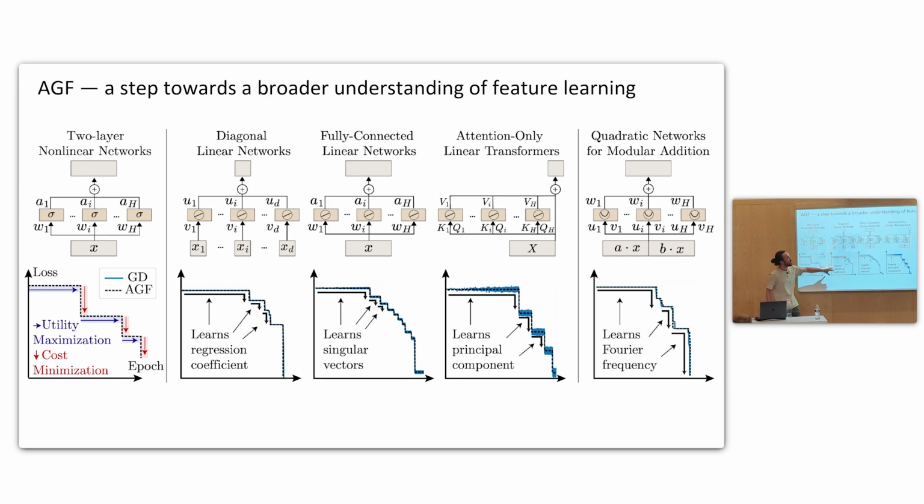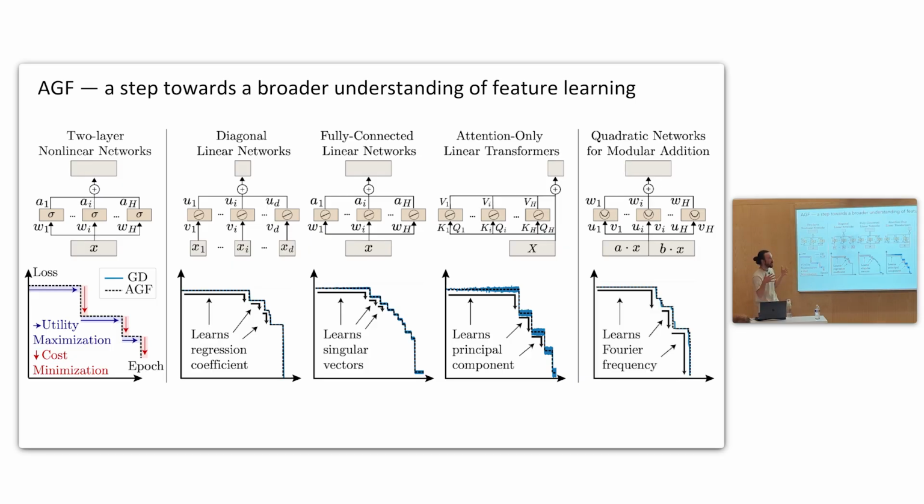We then show how we could use that ansatz, AGF, to unify a bunch of existing analysis in linear networks: diagonal linear networks, fully connected linear networks, attention-only linear transformers. These are 3 different settings where prior works have studied this saddle-to-saddle behavior, and there are very clear features being learned at each of these step drops, whether it be regression coefficients, singular vectors, or principal components. And the idea here is that all of this analysis can be unified under this framework of alternating between maximizing something and minimizing something.